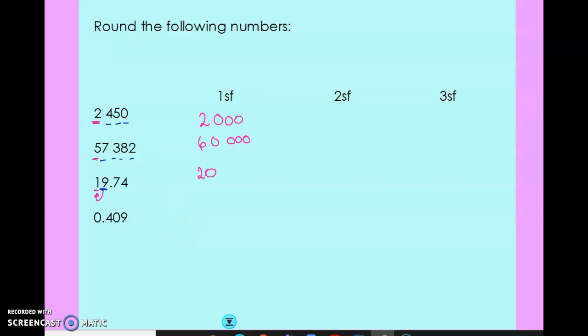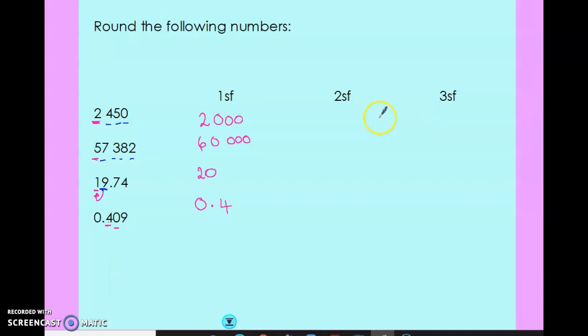Next one. First significant figure is that 4. That 0 doesn't count. Zeros at the beginning of numbers are not significant, so my first significant figure here is 4. Keep the 0 in at the beginning, because that's keeping my place value for me. After my 4 was a 0, so that doesn't round that 4 up. Okay.